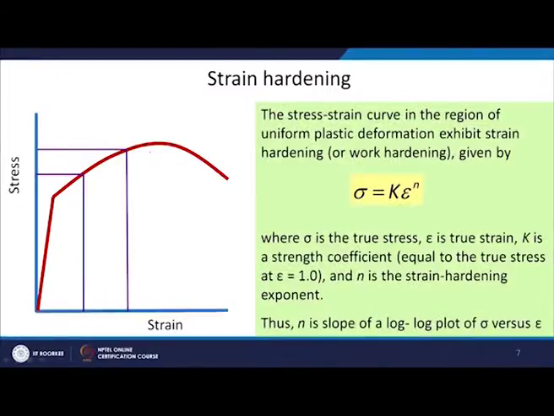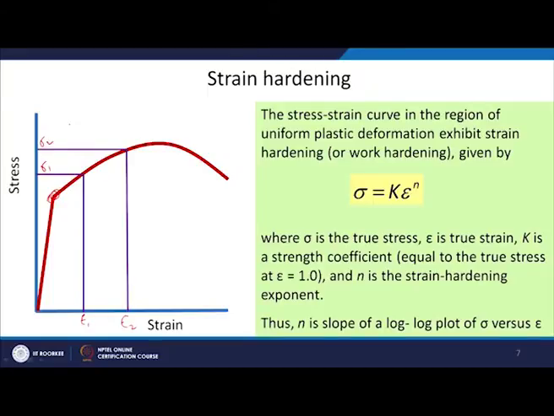So, if we want to understand this strain hardening part, what happens? You have an elastic part, this is your yield point, and then you have a plastic deformation, uniform plastic deformation. So, I am giving strain to the material, as you can see here. This I can call epsilon 1, this I can call epsilon 2, and the corresponding stresses are sigma 1 and sigma 2.